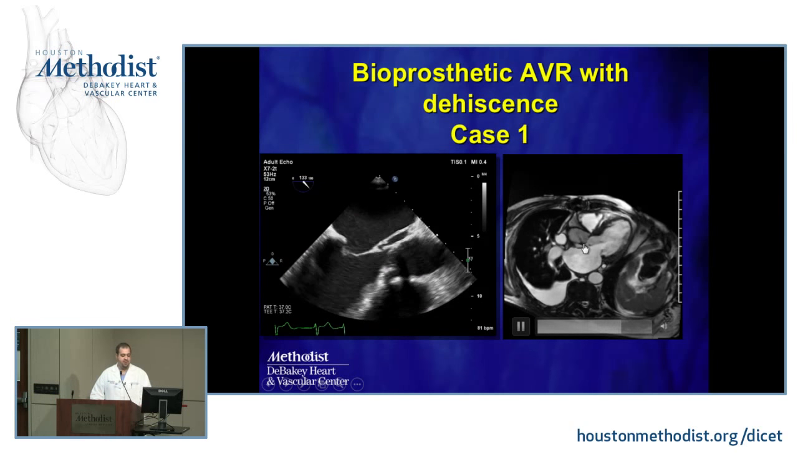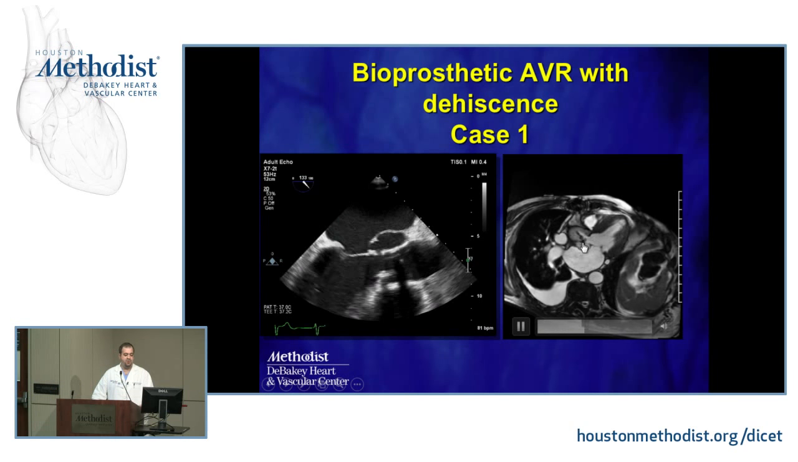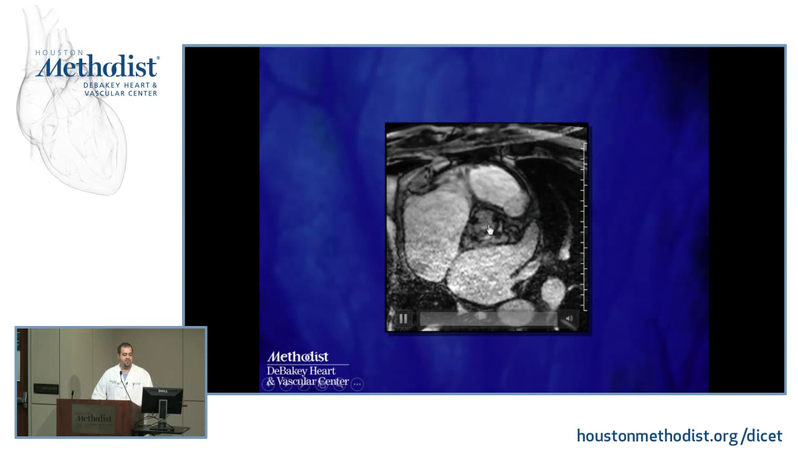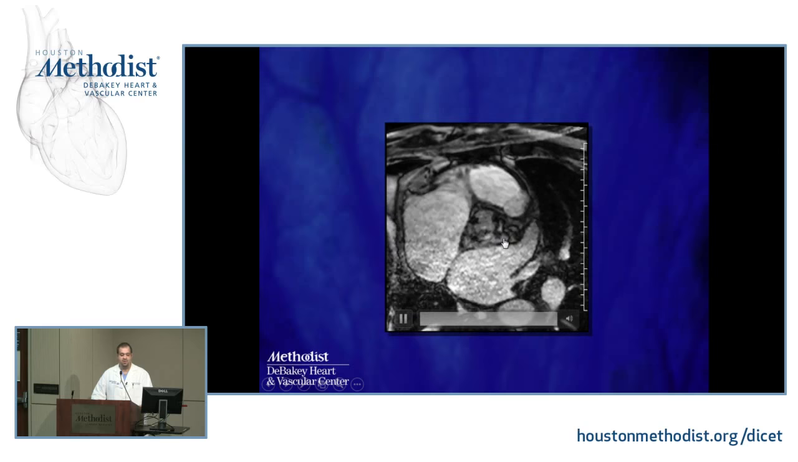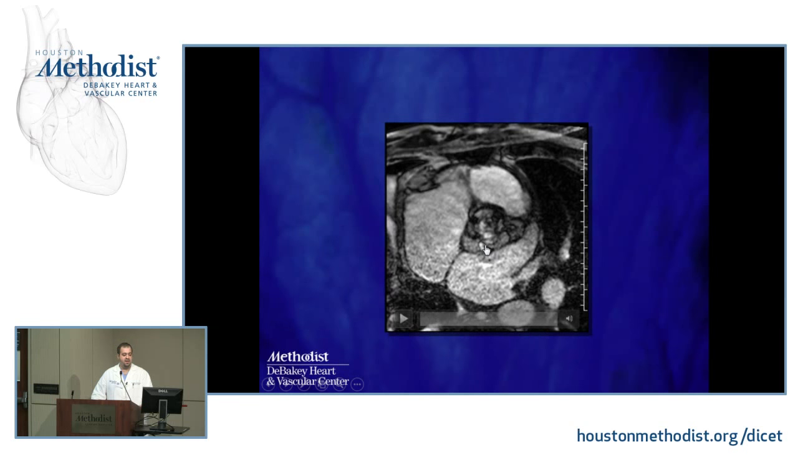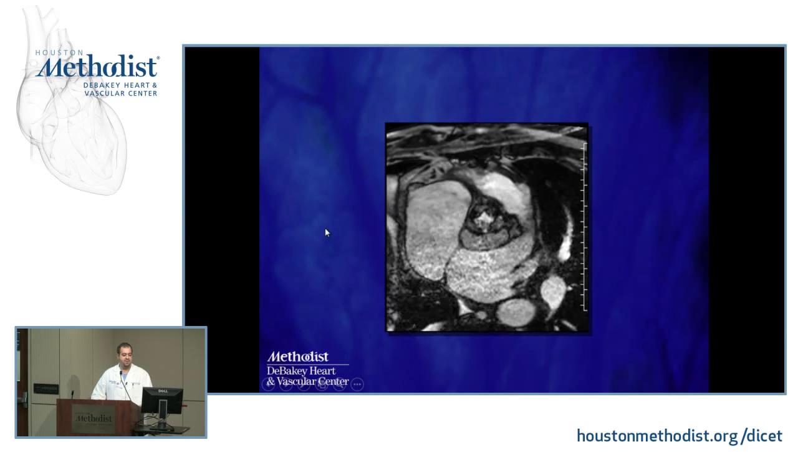So this is a cardiac MRI in a three-chamber view. So you see this bioprosthetic aortic valve, and you basically have this expanding pseudoaneurysm right at the aortic root. This is a short axis view of the aortic valve. So we basically see the bioprosthetic valve, and all this space is basically the expanding pseudoaneurysm at the base of that aortic valve leaflet.